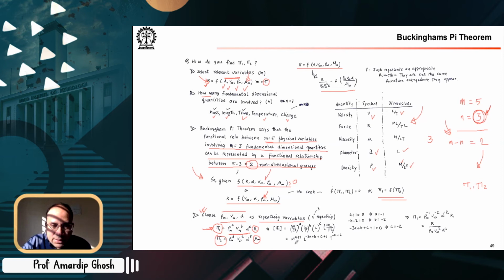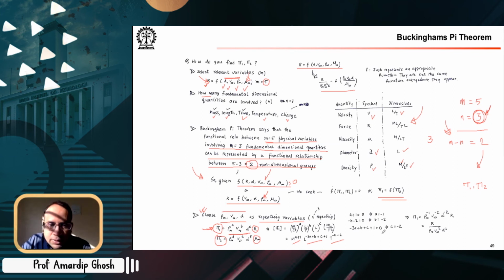So what we can say is this right hand side has dimensions of mass to the power a plus 1, length to the power minus 3a plus b plus c plus 1, and time to the power minus b minus 2. Of course, the pi group is dimensionless, so all my powers should actually go to 0 so that the dimensional agreement is there between the left hand side and the right hand side.